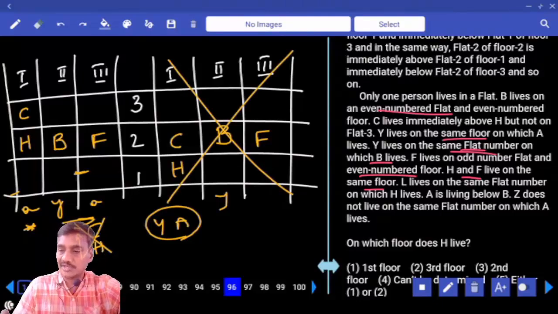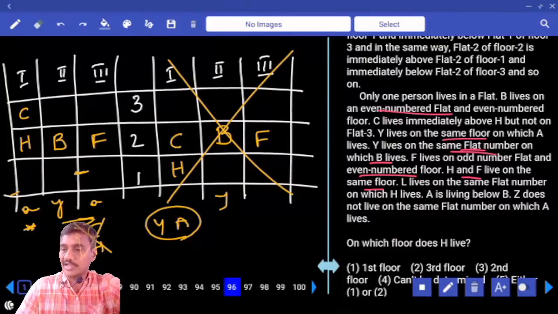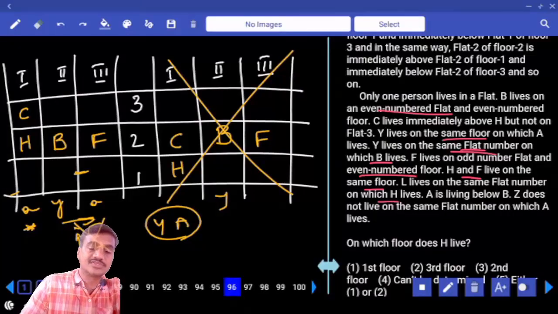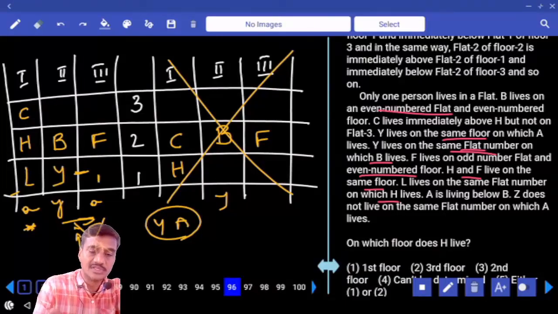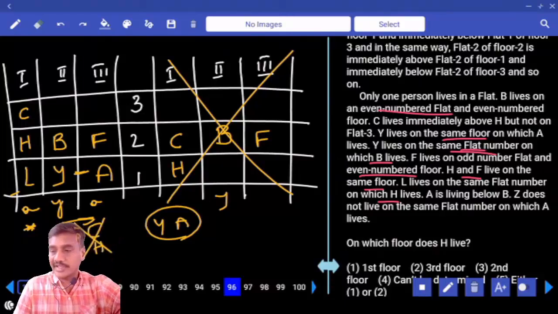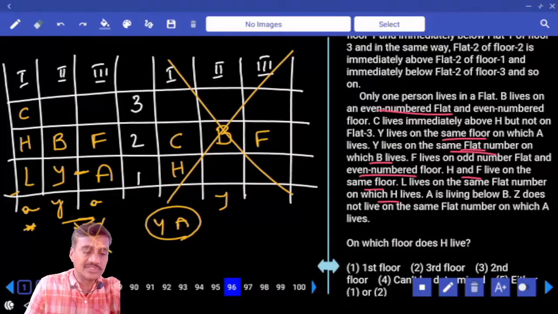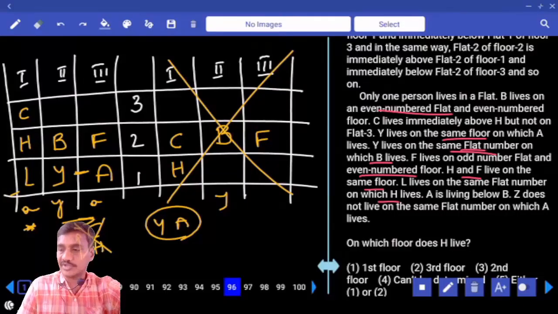Hence this is completely ruled out. And next one, L lives on the same flat on which flat? L and H are living on the same. L is here. If L is here, Y is here. Y is here, A is here. And A is living below B. That information is not required at all.